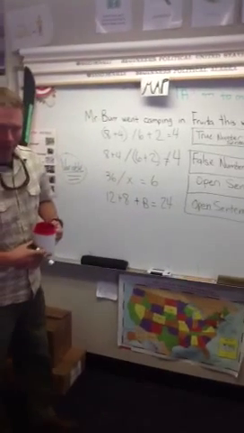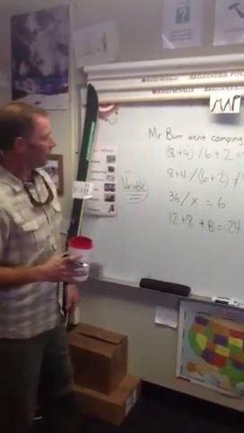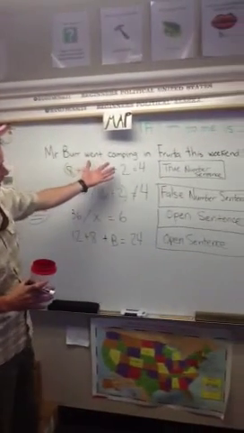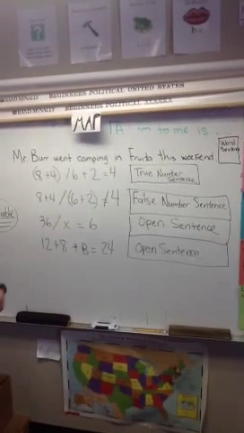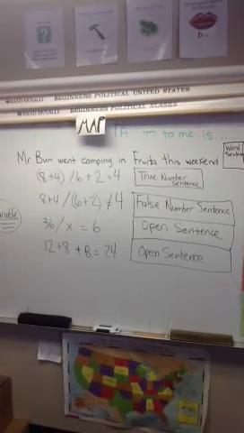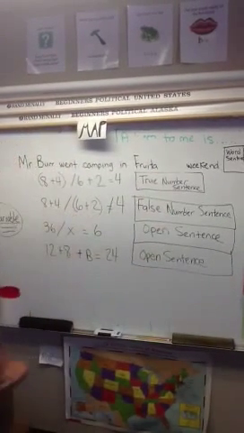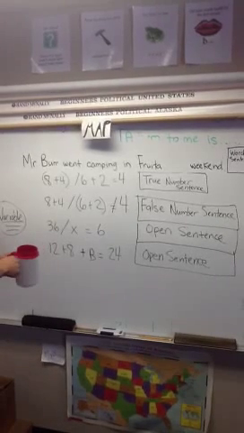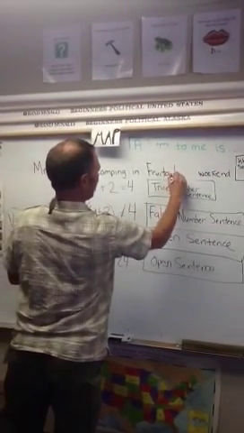With all this talk about sentences, I decided to give us some examples. So first of all, Mr. Burr went camping in Fruita this weekend. That's a word sentence that we're kind of familiar with. Mr. Burr went camping in Fruita. I should say, maybe that's not correct. Mr. Burr went camping in Fruita last weekend, because that's the past. A word sentence.